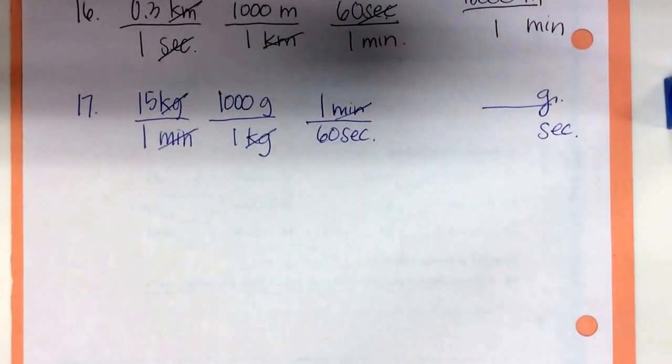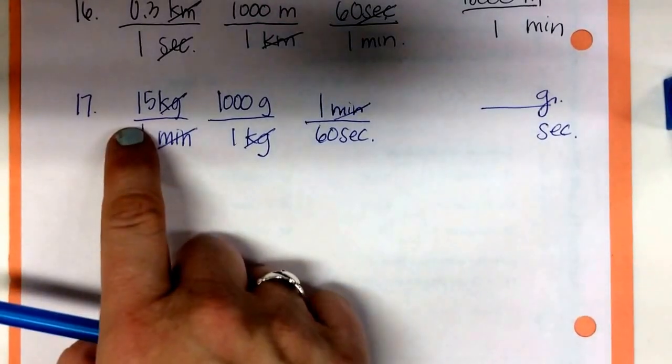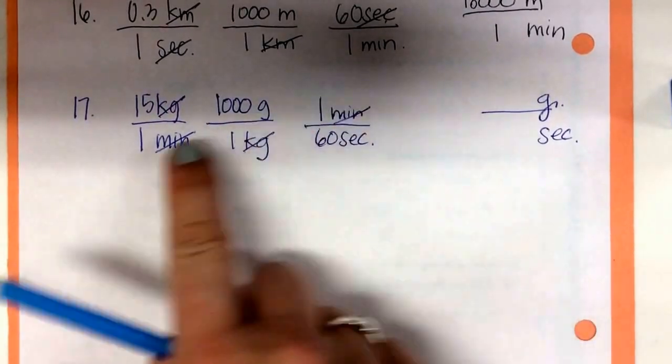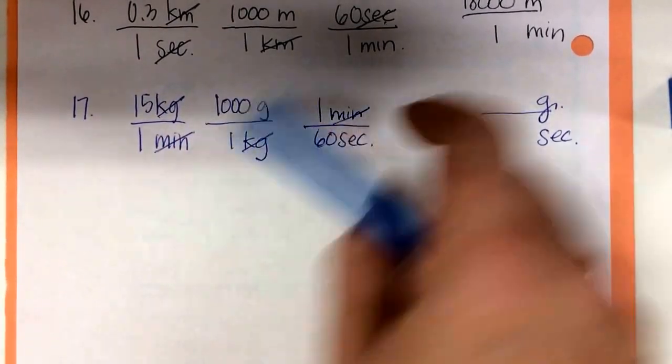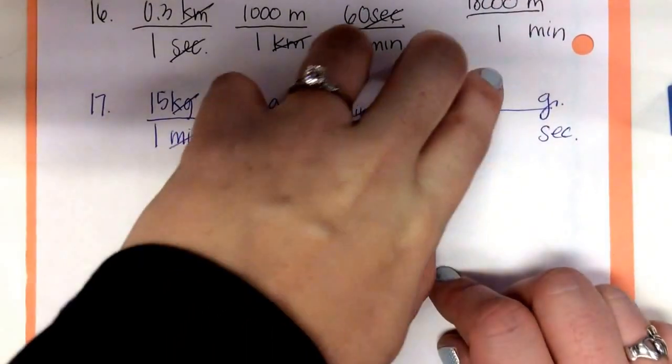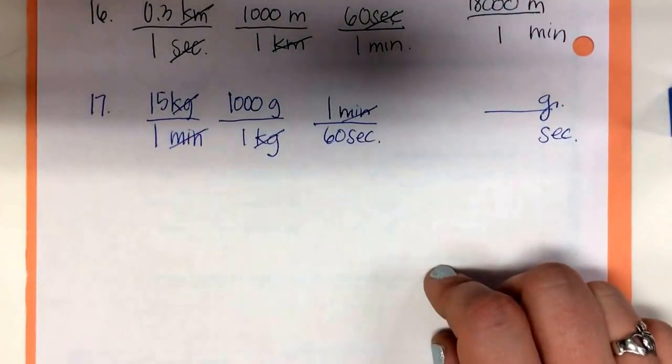You do the math. I'm taking a break. 15 times 1,000 times 1 over 1 times 1 times 60. Can that fraction simplify to go here?